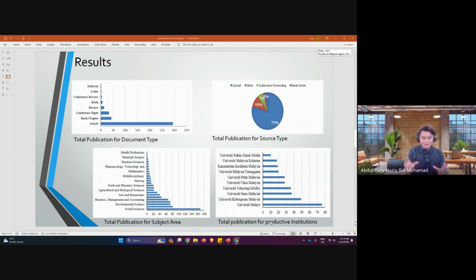This is relatively because we are conducting research in Malaysia, right? When we conduct research in Malaysia and about Malaysia itself, most of the researchers are from Malaysia, and we can see that all the productive institutions are from Malaysia. The highest one is University Malaya, followed by University Kebangsaan Malaysia, then University Science Malaysia.